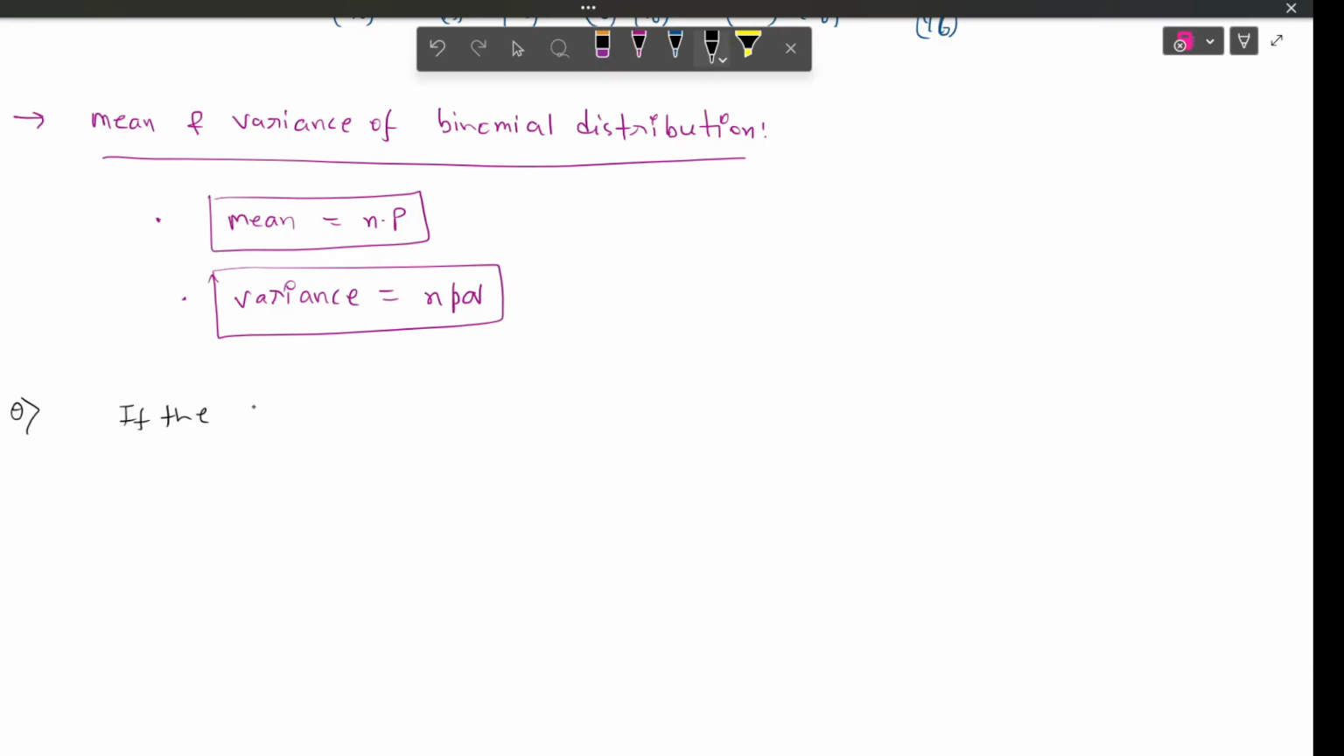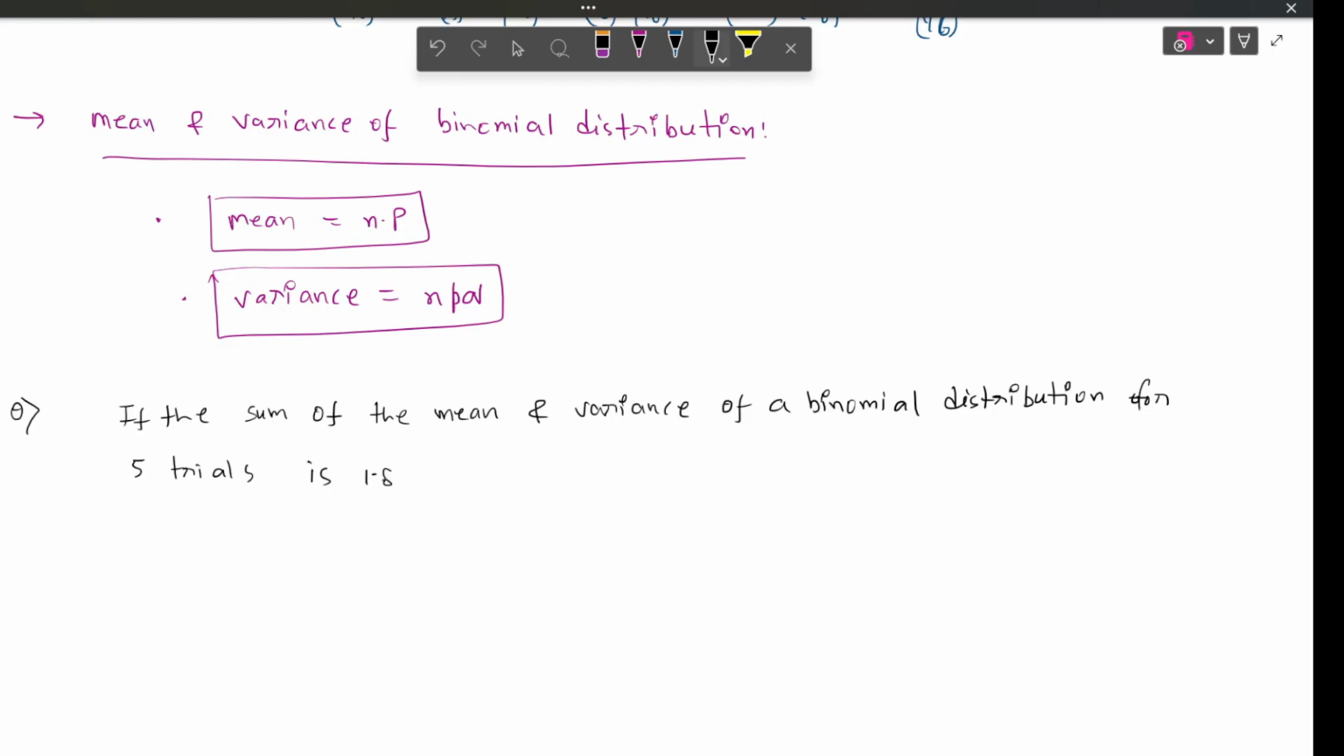If the sum of the mean and variance of a binomial distribution for 5 trials is 1.8, find the distribution. There is a question. So let's see the solution.